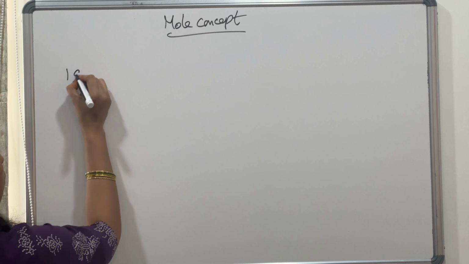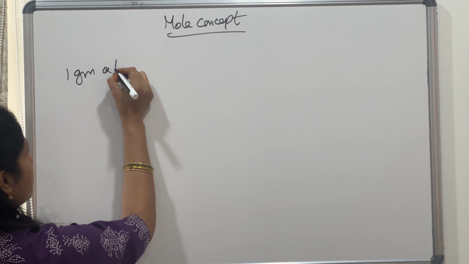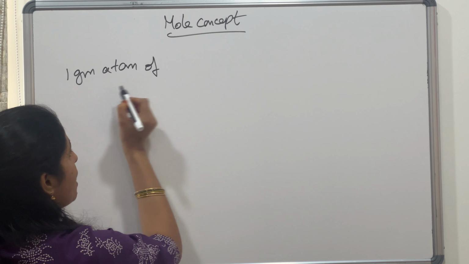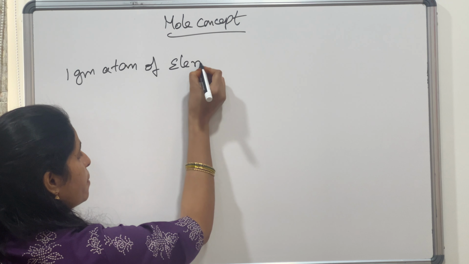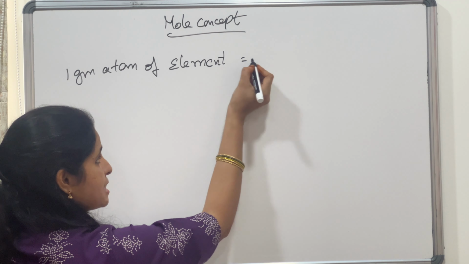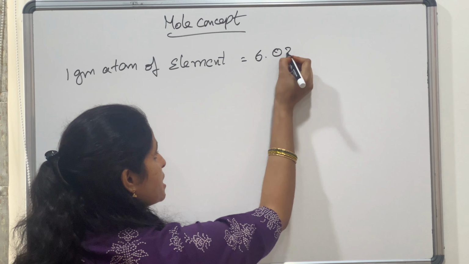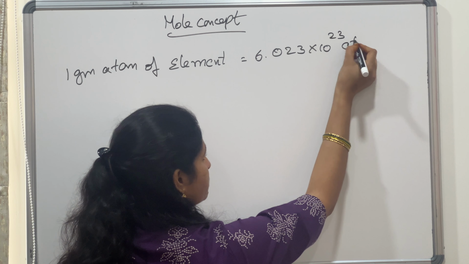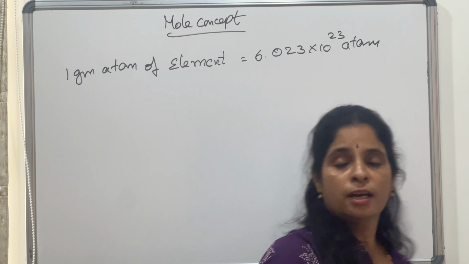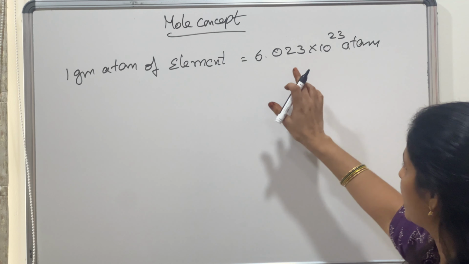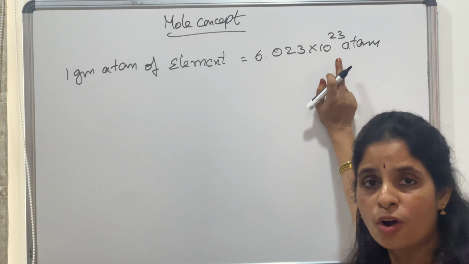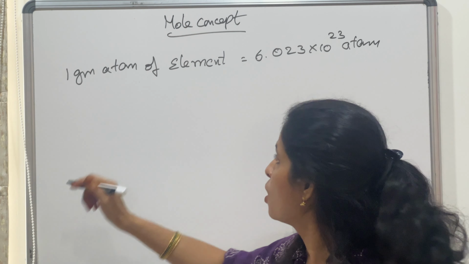Here, 1 gram atom of any element contains 6.023 into 10 power 23 atoms. Just listen to me. 1 gram atom of any element contains how many atoms? 6.023 into 10 power 23 atoms.